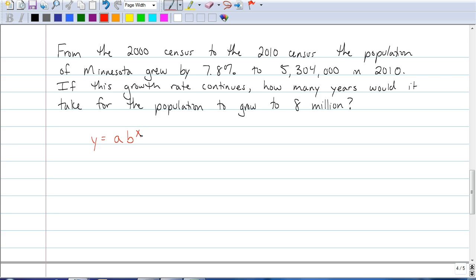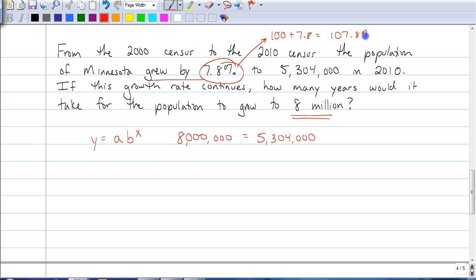So here's what we've got to do. We know our goal is to get to 8 million. I'm going to write that completely out. So 8 million equals your initial amount, which is 5,304,000, times your growth rate. 7.8%, that means it's increasing. It's growing by 7.8%. So remember, we add 100 to it, which gives you 107.8%, which as a decimal is 1.078. That's the value we're going to use for B. And then x represents your years.